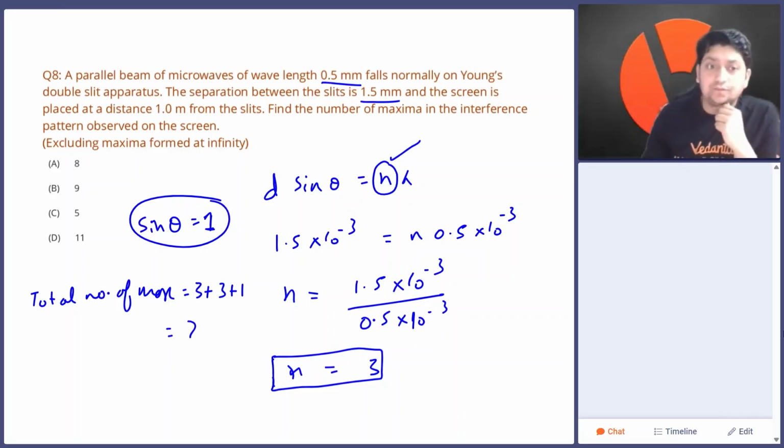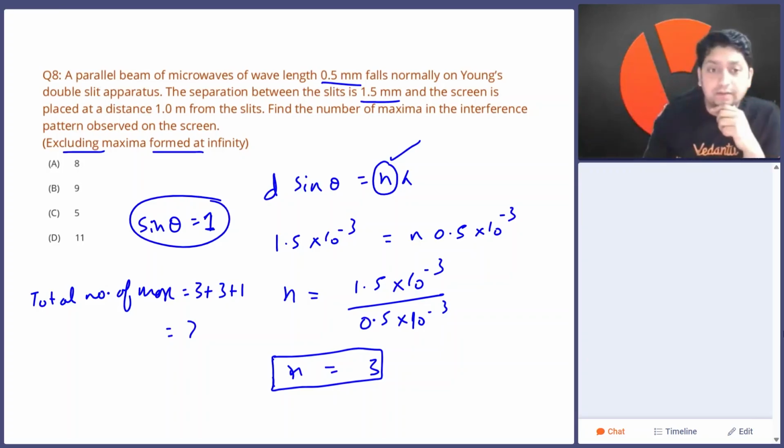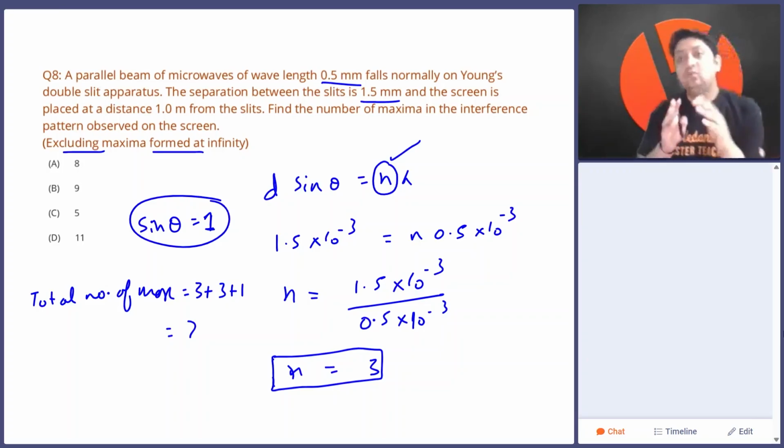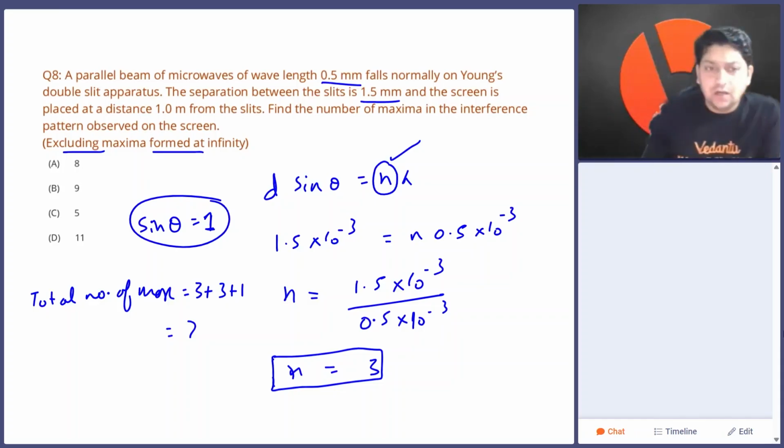But now they are saying that we need to exclude the maximas formed at infinity, means the maximas which are at extremes, that we have to remove. So there will be two extreme points from the central maxima. One is in the downward side and one is in the upward side. So the number of maximas present will be nothing but 7 minus 2, that is 5. So 5 will be the correct answer.